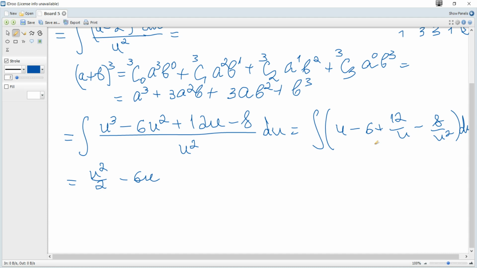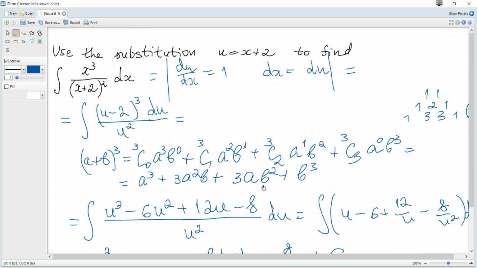Plus 1 over u, it's the only special case when it's ln. For all other powers, you apply the rule for powers, so it's plus 12 ln of the absolute value of u minus, u must be in numerator, so it should be considered as minus 8 u to negative 2. Negative 2 plus 1, it becomes u to negative 1 divided by negative 1. And minus minus is plus, and u to negative 1 can be written as u in the denominator, so it becomes plus 8 over u and plus some constant is equal to.